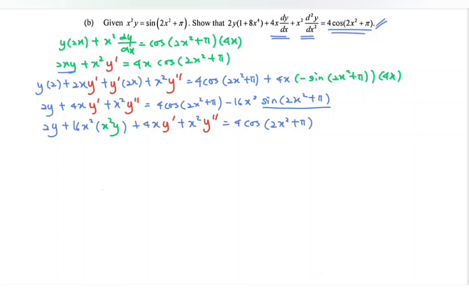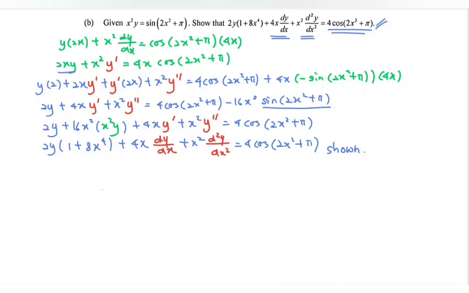So notice that we can factor out 2y. If we factor out the 2y bracket, we have 1 plus 8x to the power 4. Plus we have 4x multiplied with dy/dx. And then continue. Plus we have x squared, and then differentiate with the second derivative, and then equals 4 cos bracket 2x squared plus pi. So we have already shown the situation given.